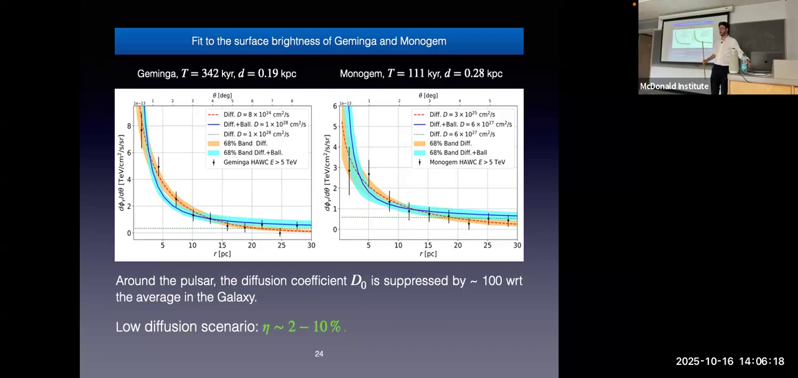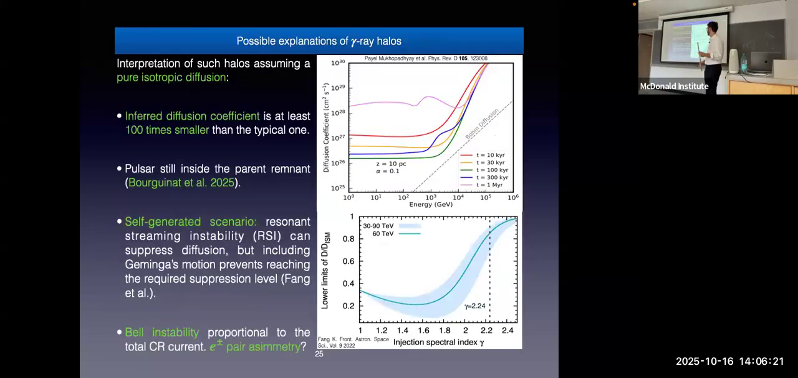And how do we explain that? Well, there are a few ideas, and it's still a very, very open problem. The inferred diffusion coefficient is 100 times smaller than the one that we have in the rest of the galaxy, so it's quite a lot. A way to explain this is that all the TeV halos that we see, which at the moment are three or four, so there are not many, are associated to pulsars which are still inside their supernova remnant. Now, if this is the case, what happens is that the supernova remnant explodes, accelerates particles, and you have a shock that expands into the interstellar medium.